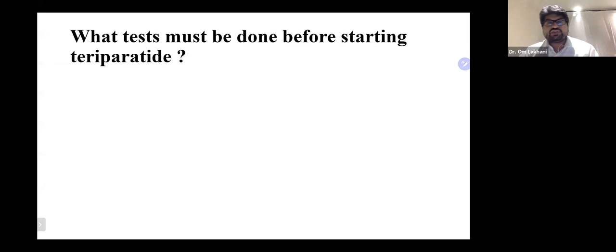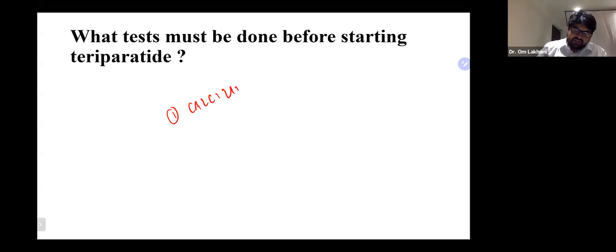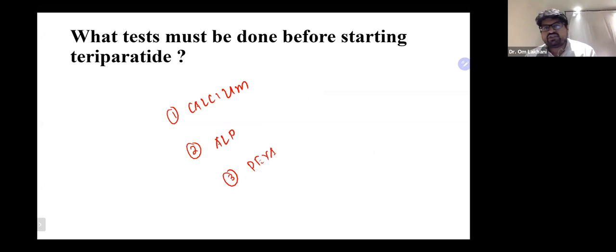What tests do you have to do before starting teriparatide? You have to do, of course, the calcium, right? Like I said, in a patient having hypercalcemia, teriparatide is contraindicated. You need to do alkaline phosphatase, right? Again, it's a cheap test, easily available, but you have to do it because, like I said, an undiagnosed high ALP is a contraindication. So you need to first find out the etiology and then treat it, right? Third, of course, you have to do a DEXA scan if it's not already done. I'm assuming that since you're treating osteoporosis you already have a DEXA, but if you haven't done it, you should.